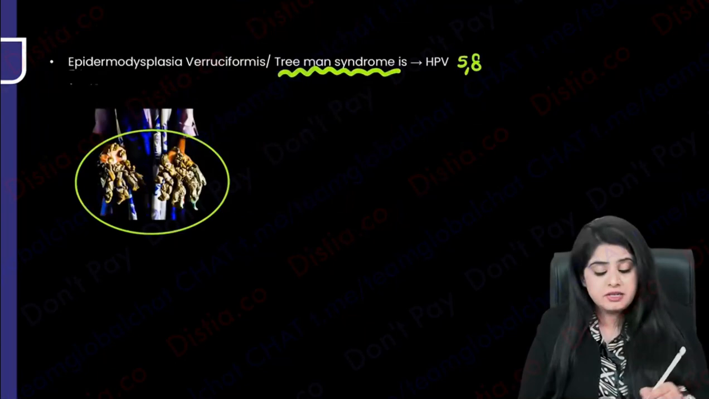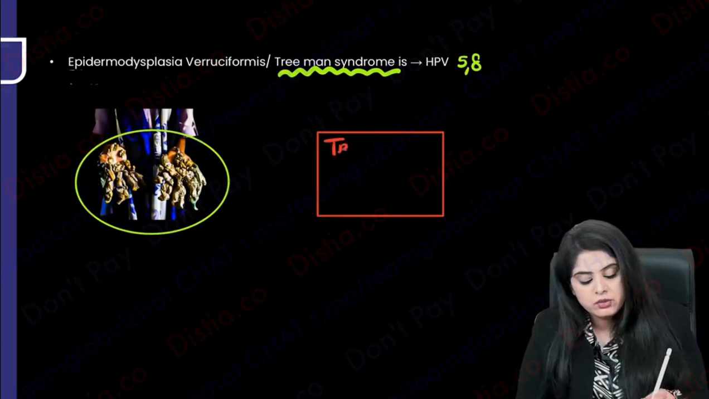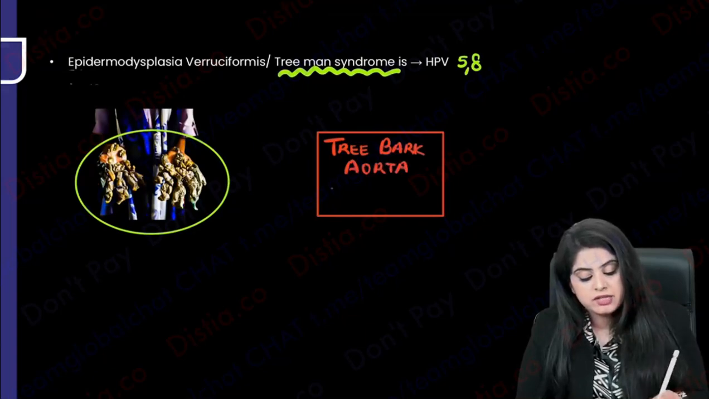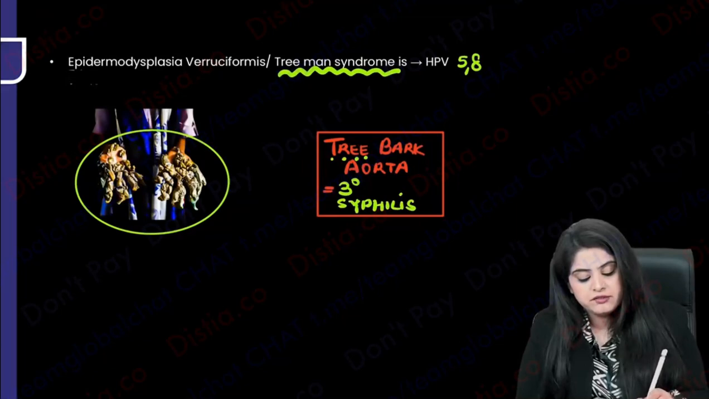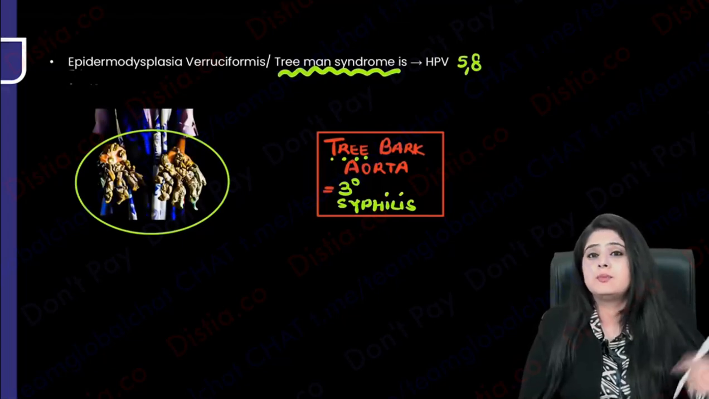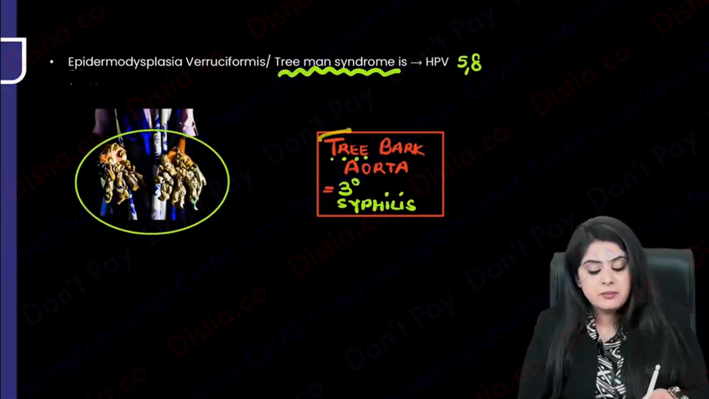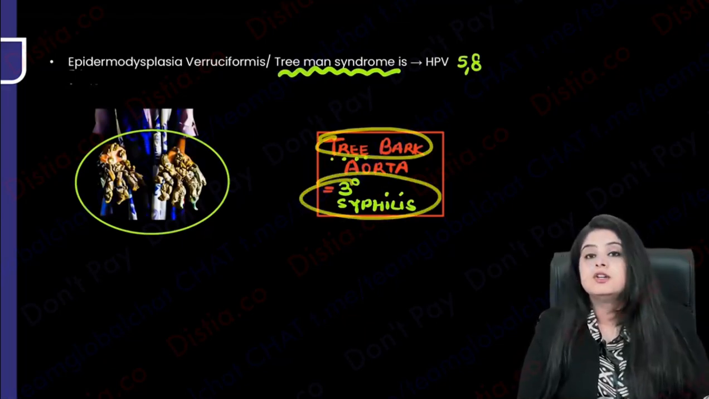Now that I said tree bark, before I proceed, all of you have to tell me something. Where do you see the tree bark appearance? Tree bark aorta. Okay, I'll put it up directly. Tree bark aorta is seen in tertiary syphilis. Remember, I've taught you under bacteriology in syphilis. I've also taught you in the aorta chapter of blood vessels in pathology. You have studied it in two places, so this is the last time. Tree bark appearance is going to be seen in tertiary syphilis.